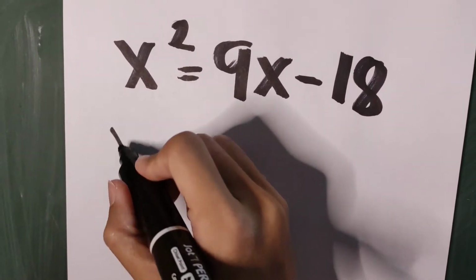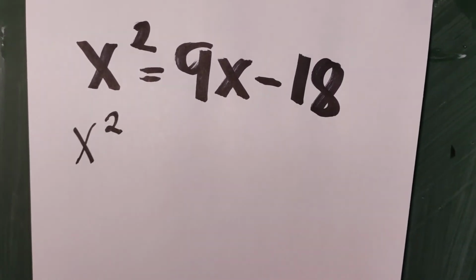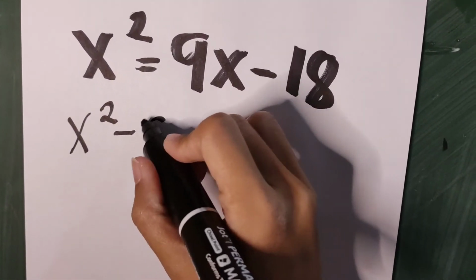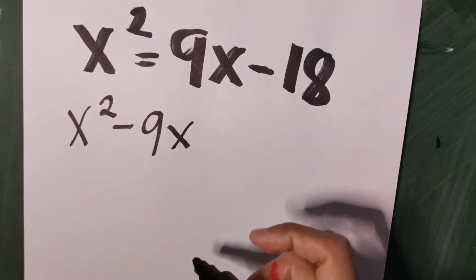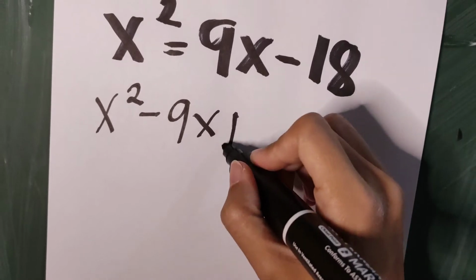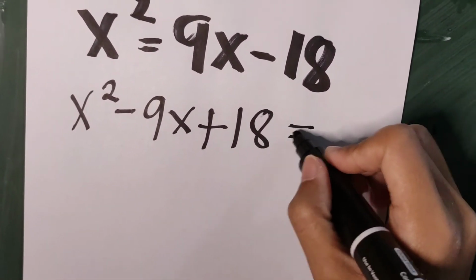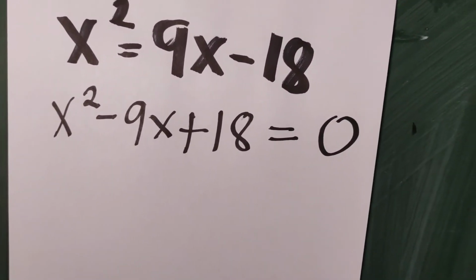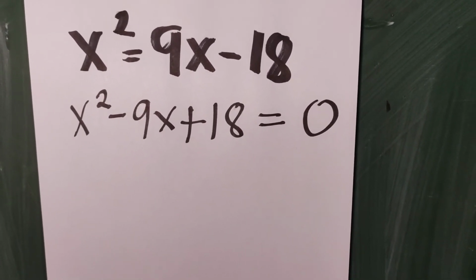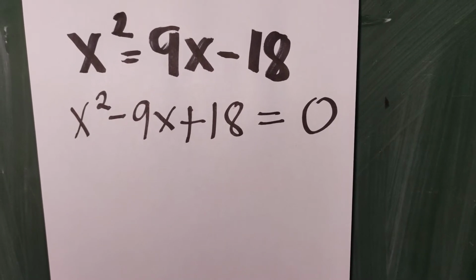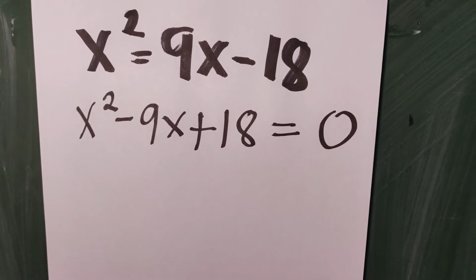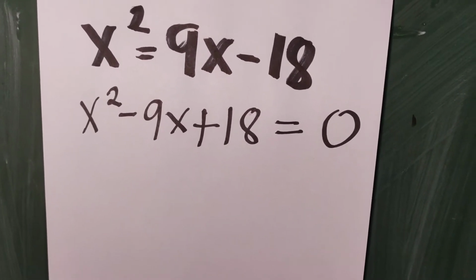We have now x squared, then the linear term 9x. From positive, this will become negative 9x. And then the constant, which is negative 18, will become positive 18, is equal to 0 since nothing is left on the right side of the equation. Then, we can now simplify by combining like terms. Since this is already in standard form, there is nothing to combine.